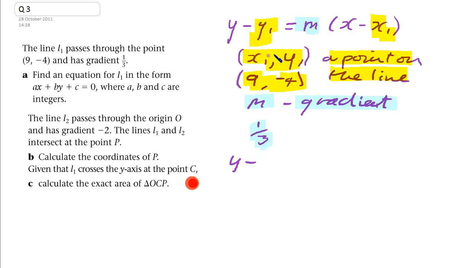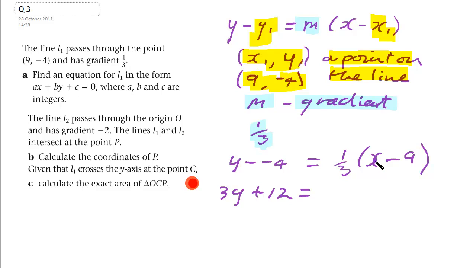So we get y minus y1, which is minus 4, equals m, the third, times x minus x1, and x1 is 9. So take that away from x. Now remember, we want integers, so whole numbers. So let's get rid of this third by multiplying throughout by 3. 3 times y gives 3y. Minus minus 4 is plus 4, times 3 gives us plus 12. And then we're just left with x minus 9.